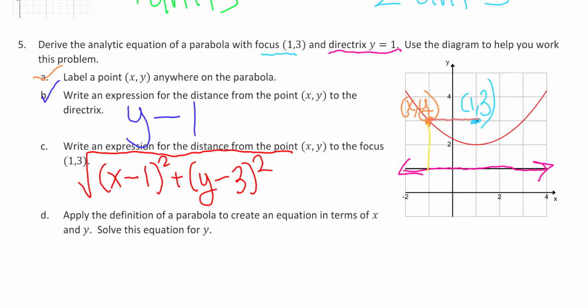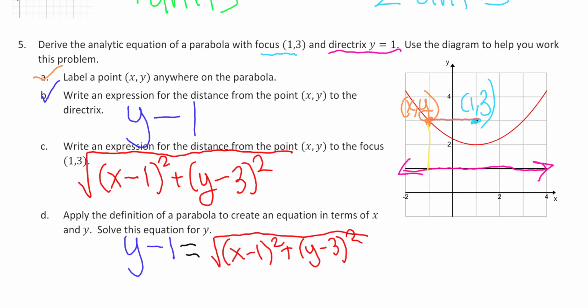So now we can apply the definition of a parabola to create an equation in terms of x and y and solve for y. So we're going to set the two parts equal to each other. y minus 1 is equal to the value we found for part C. In order to solve, just like we did in class, we're going to have to square both sides of the equation. On the right side, the square cancels out that square root. So I can expand the quantity y minus 1 squared.